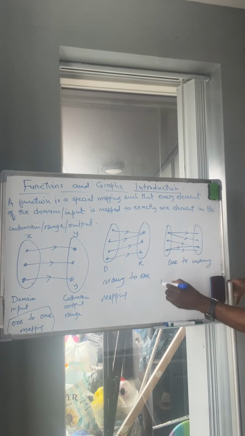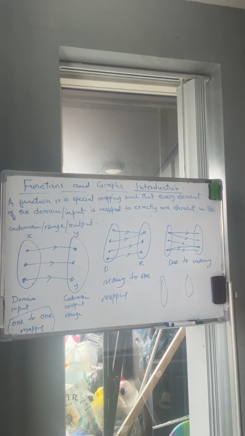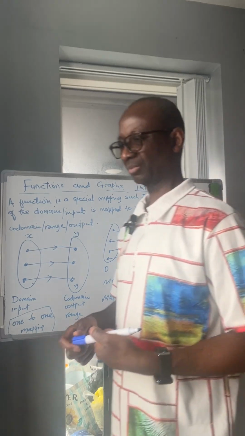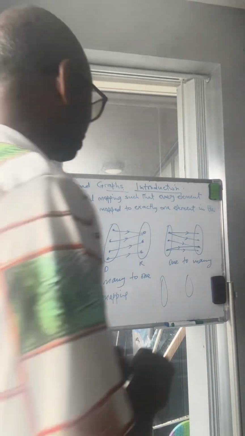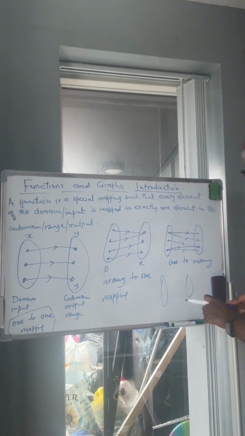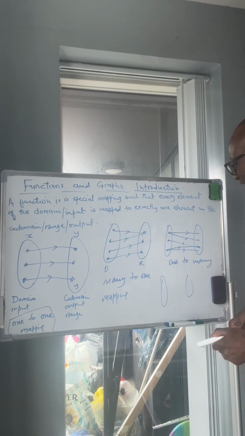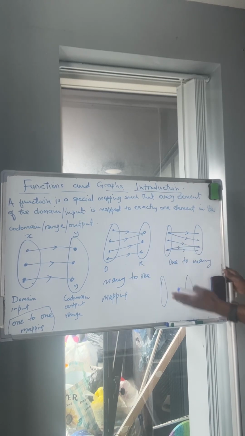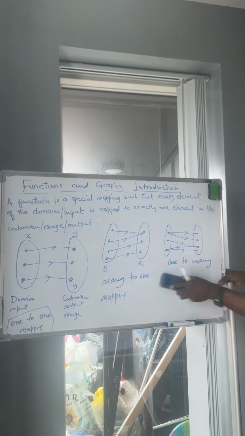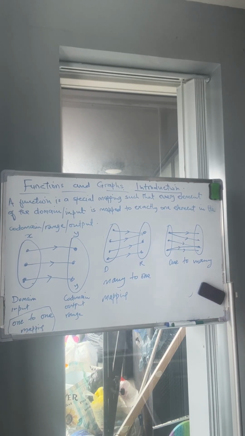And you have another one that is called many to many. It's normally not interesting. You'll come across it, but it's not useful in mathematics. It's not useful, but it is there. Many to one, one to many, and many to many. I just mentioned it. We'll not do it. So this is the type of mappings that we have.